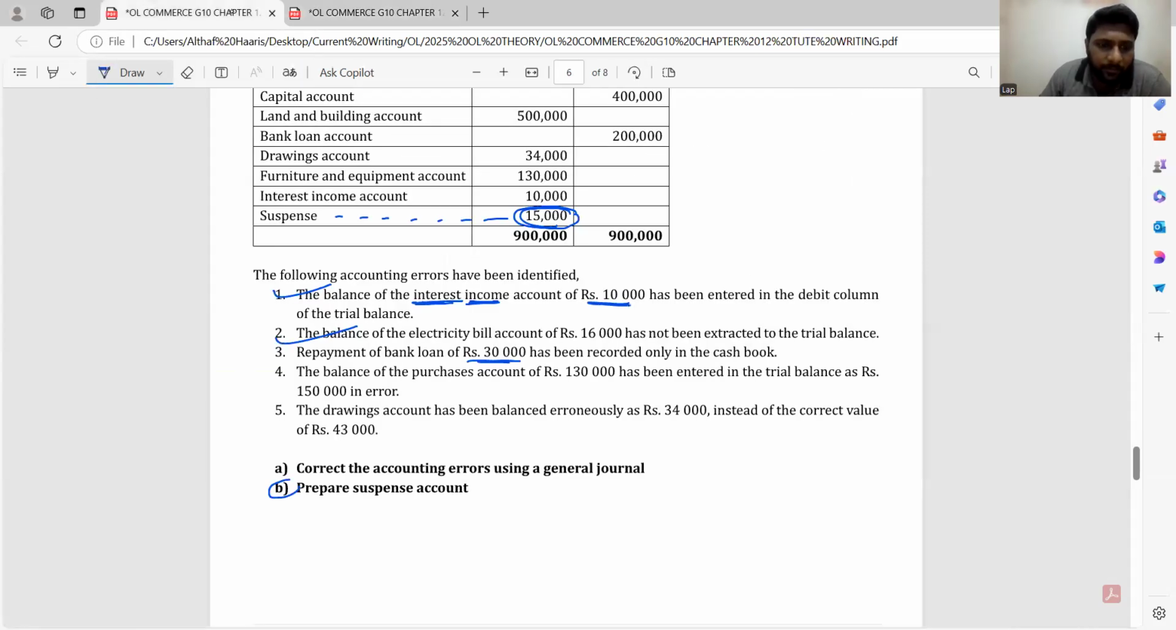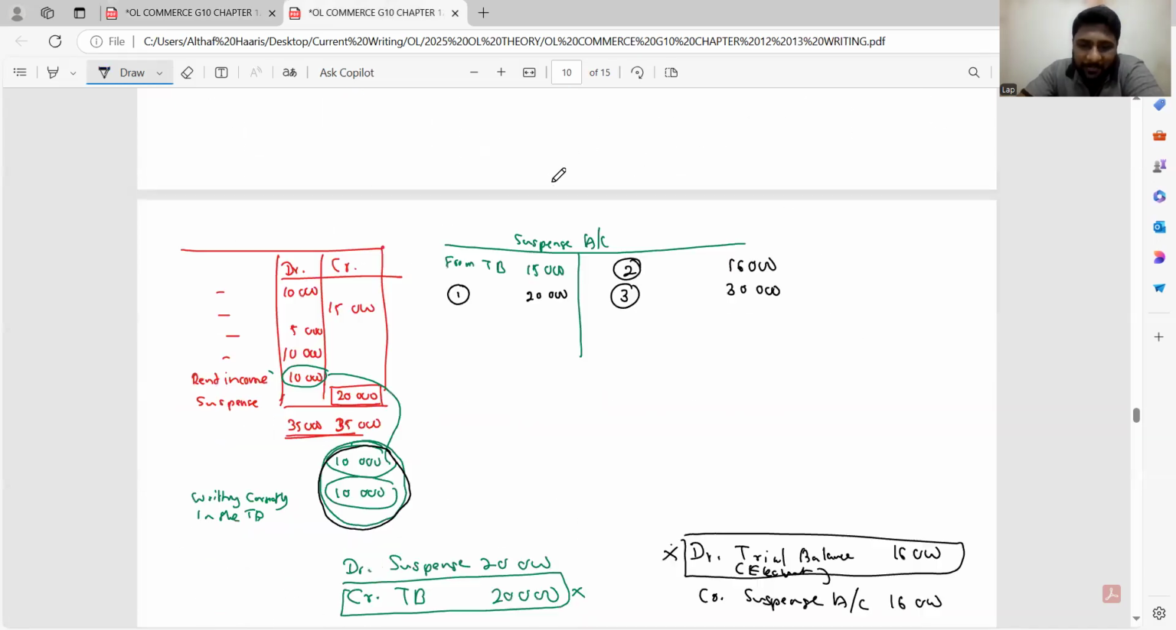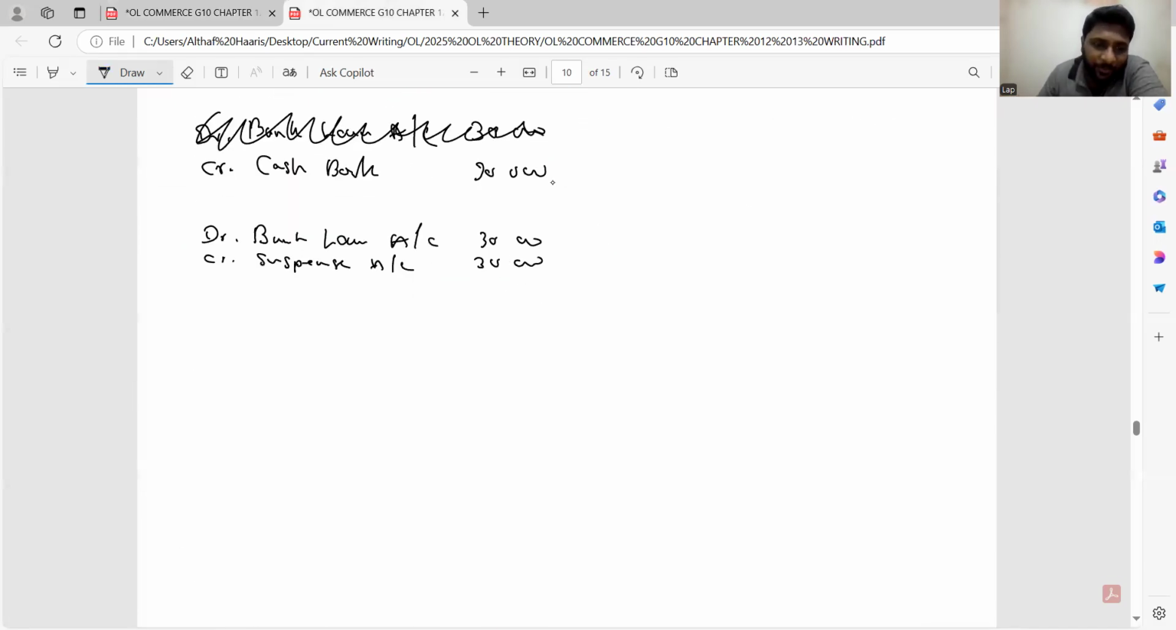Okay, next up. The balance of purchase account 130,000 has been entered in the trial balance as rupees 150,000. So what is entered in the trial balance? 150,000. In the trial balance, you have written it as 150,000. So you have prepared all the accounts properly.